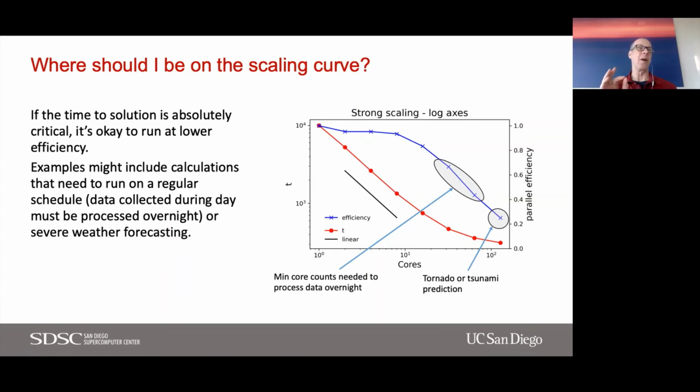Just make sure, though, that you're not running on so many cores that the time versus core count curve actually turns up and starts taking longer to run. And that is something that will happen.